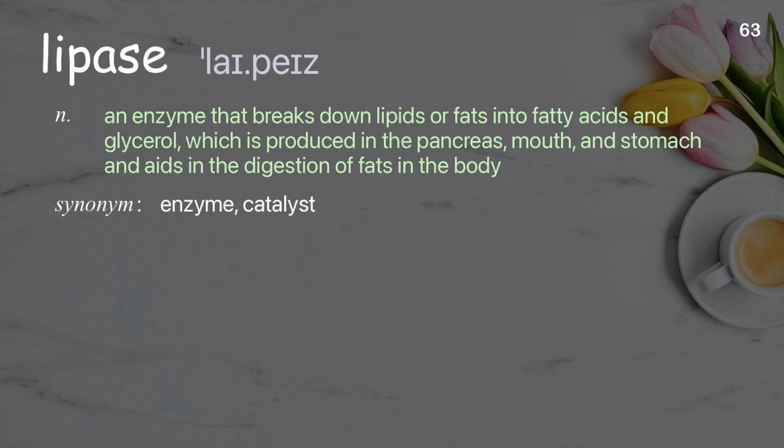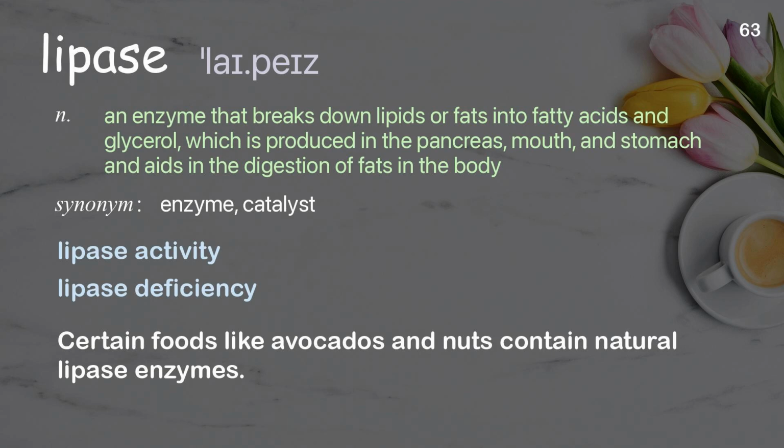Lipase. An enzyme that breaks down lipids or fats into fatty acids and glycerol, which is produced in the pancreas, mouth, and stomach and aids in the digestion of fats in the body. Examples: Lipase activity. Lipase deficiency. Certain foods like avocados and nuts contain natural lipase enzymes.